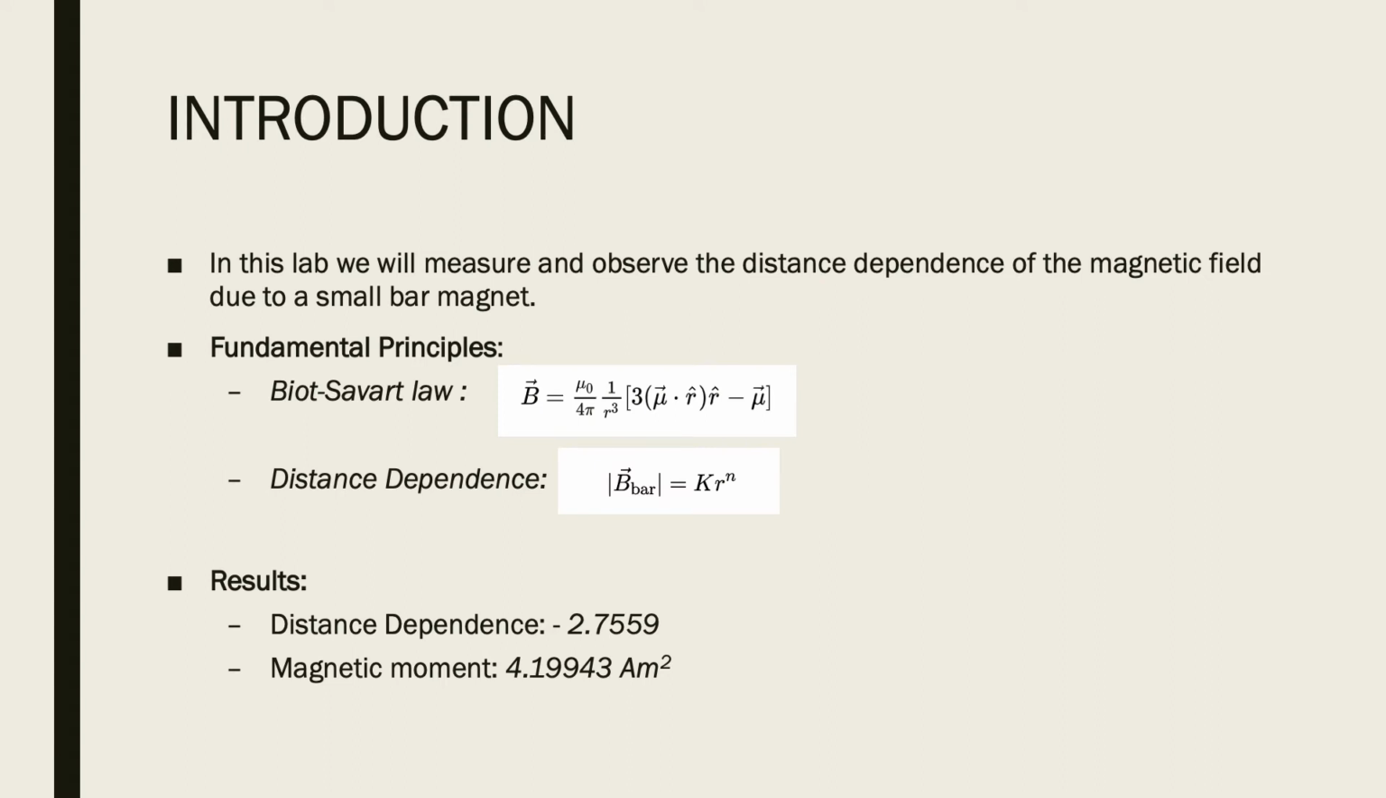So the purpose of this lab is to measure and observe the distance dependence of the magnetic field due to a small bar magnet. To do so, we will use two fundamental principles, the Biot-Savart law that stated that the magnetic field is equal to this equation and the distance dependence equation. The result from this experiment was that the distance dependence was negative 2.7559 and the magnetic moment was 4.19 Am squared.